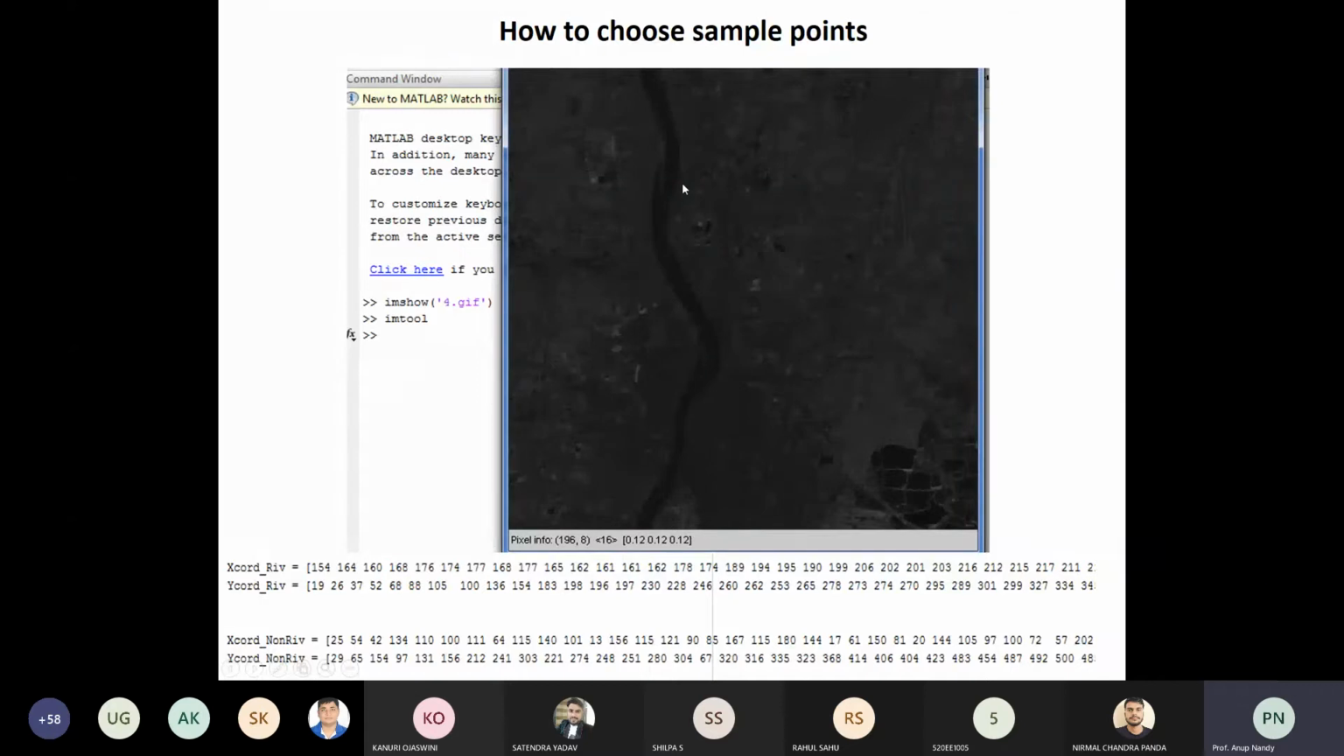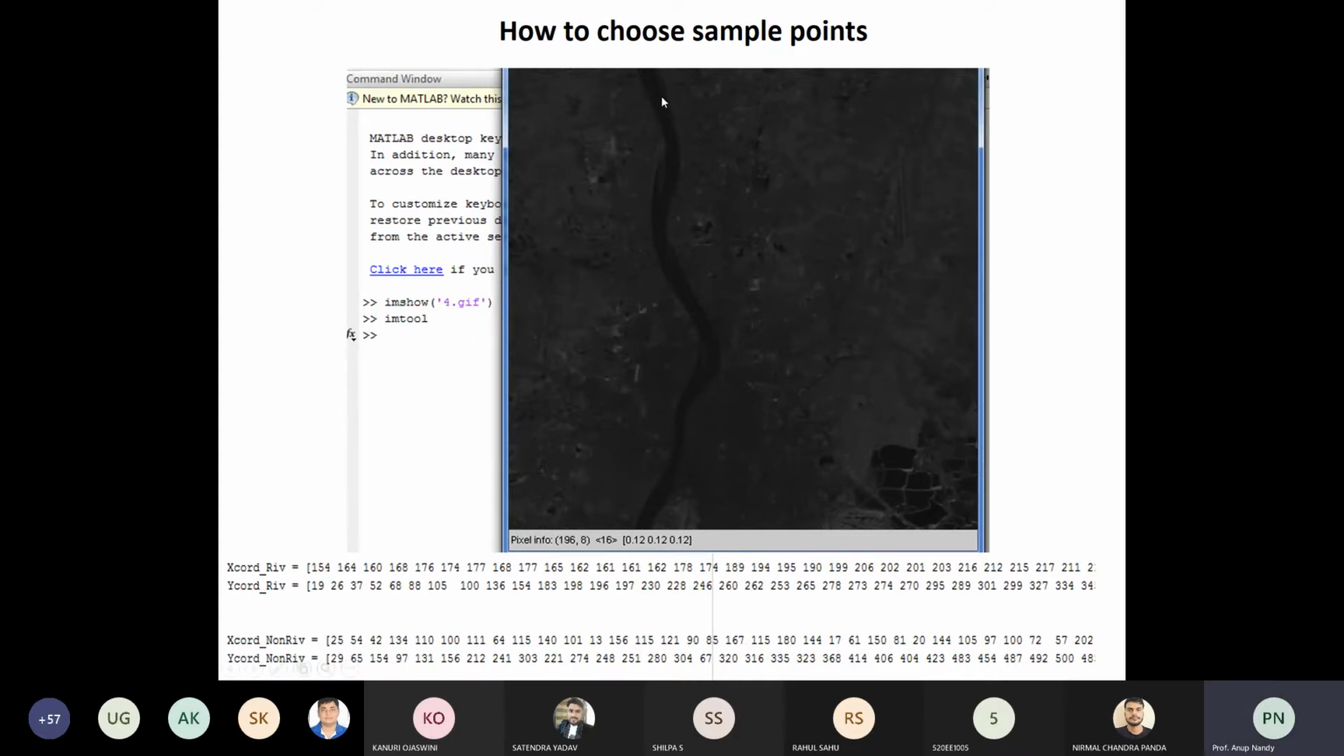Now, whenever you apply the Bayes decision rule, sometimes you have to compute the mean. If you take the sample points just above the middle part, your mean will be somewhat like that. But if you consider the entire river region, your mean will be something like that. Then there will be some deviation of the mean.